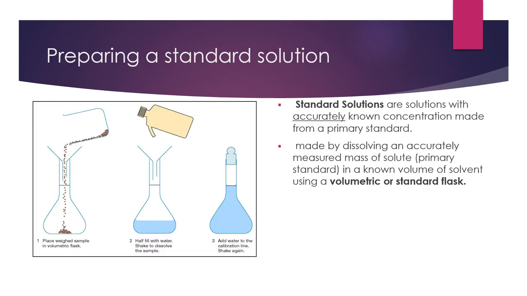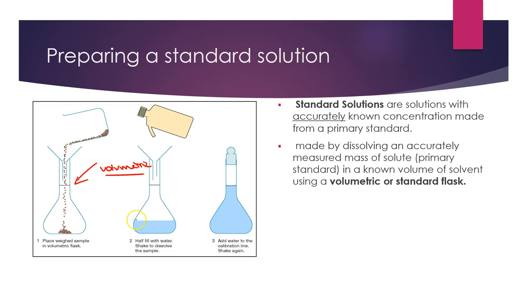In order to prepare a primary standard in the laboratory, we need to be able to put in an accurate mass. So we prepare the mass of the substance. We place it into a volumetric flask. As I said before, these accurately measure out to a specific volume, not a variable volume.